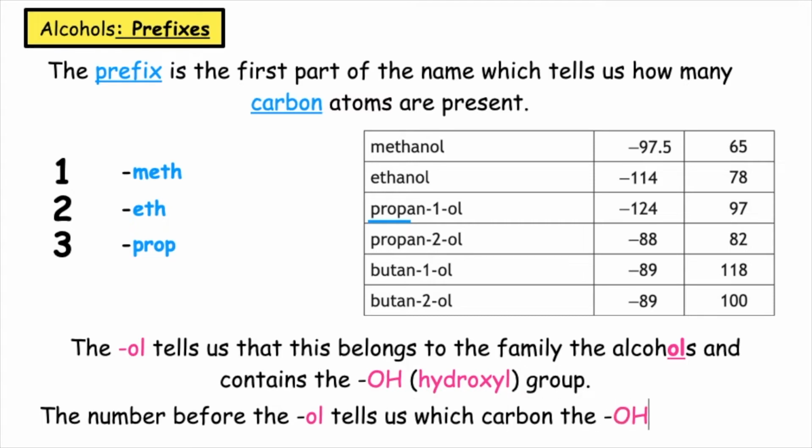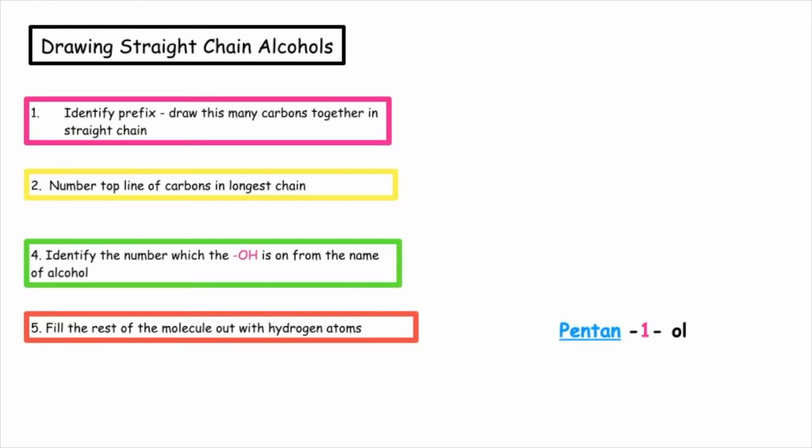The number before the ol in the name tells us which carbon atom the hydroxyl group is found on. So let's have a go at drawing some straight chained alcohols. Firstly, we want to identify the prefix, and we'll draw this many carbon atoms together in a straight chain. Pent tells me that we've got 5 carbons, so I draw 5 carbons connected in a straight chain.